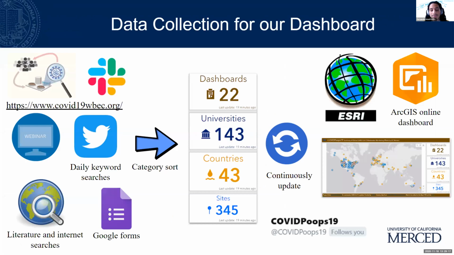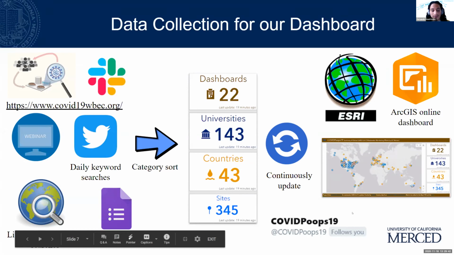We are required to continuously update our map. To find new points, we are constantly monitoring Slacks, the COVID-19 wastewater-based epidemiology collaborative, attending webinars, searching keywords on Twitter, conducting internet searches, reading publications, and reviewing request forms from institutions that would like to be added. Our Twitter account, @COVIDPoops19, is also tagged on a lot of Twitter posts, and with a growing number of followers, we've been able to share our map to academics, water enthusiasts, and the general public alike.